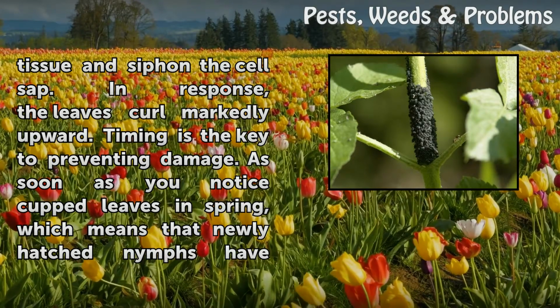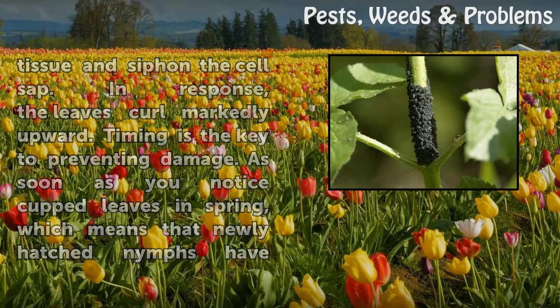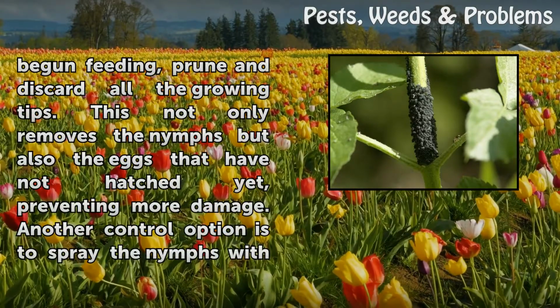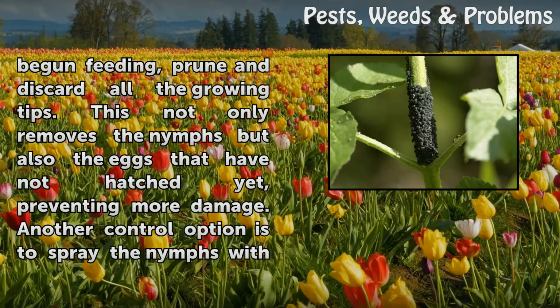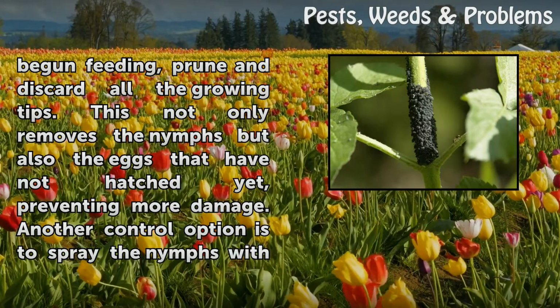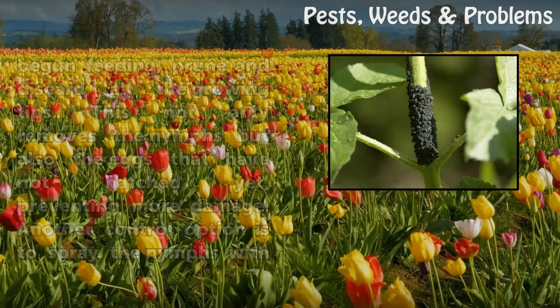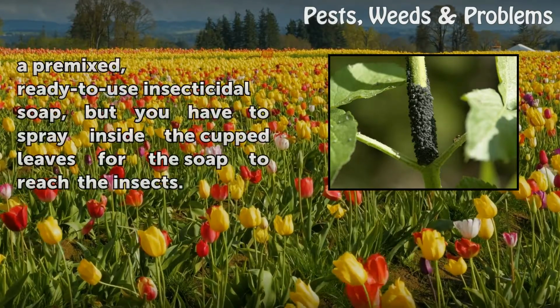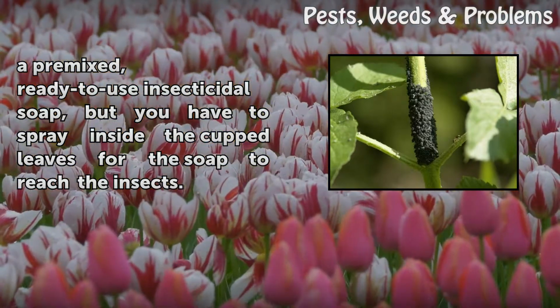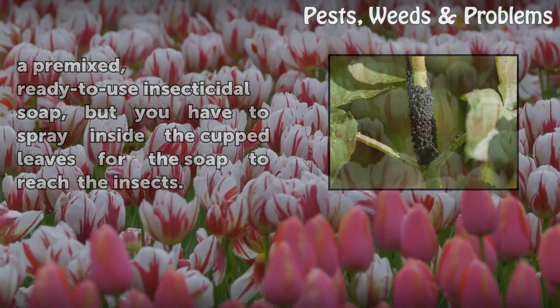As soon as you notice cupped leaves in spring, which means that newly hatched nymphs have begun feeding, prune and discard all the growing tips. This not only removes the nymphs but also the eggs that have not hatched yet, preventing more damage. Another control option is to spray the nymphs with a pre-mixed, ready-to-use insecticidal soap, but you have to spray inside the cupped leaves for the soap to reach the insects.